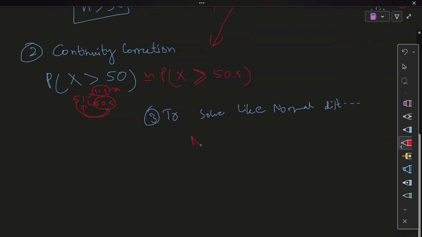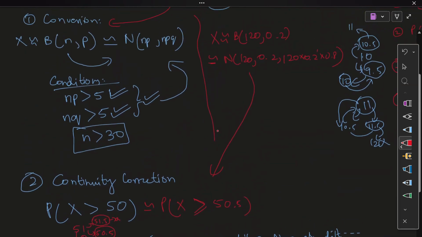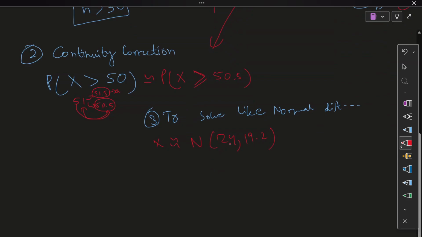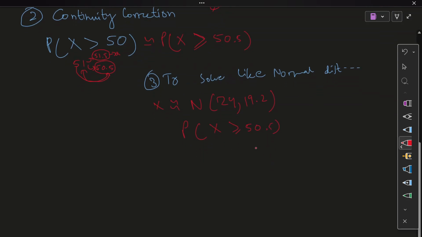It is normal. X belongs to a normal distribution with mean 120 into 0.2. Actually, let me get that answer. So X belongs to a normal distribution with mean 24, variance 19.2, and you need to give the probability X is greater than or equal to 50.5. Now, don't you already know how to solve this? I mean, come on. This is, by the way, non-ideal data, of course.